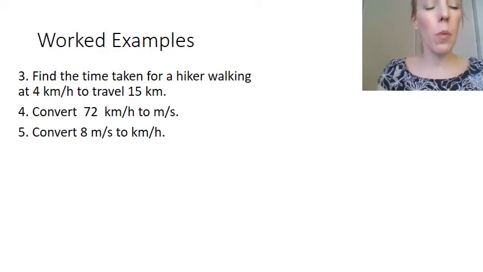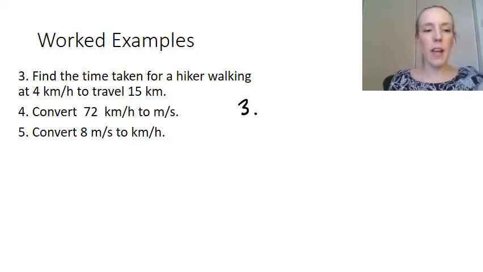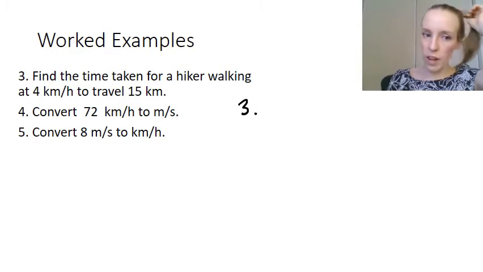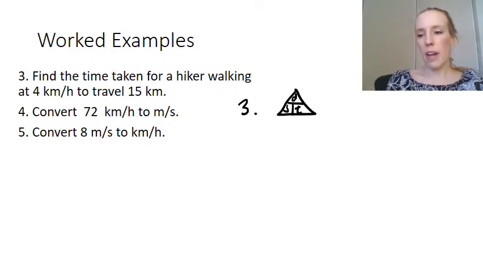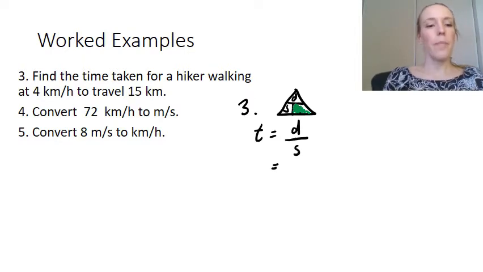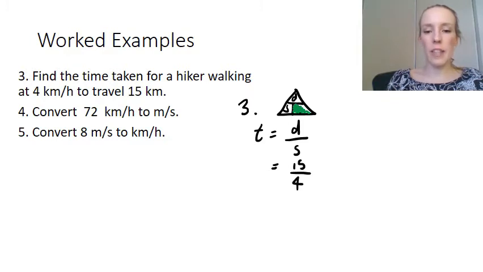Okay, so some more worked examples here. For question 3, we've got find the time taken for a hiker walking at 4 kilometres an hour to travel 15 kilometres. So time. So draw our triangle, speed, distance, time. We want to work out time, so we'll cover up time. What are we left with? Distance over speed. So time equals distance over speed. So his distance there is 15 kilometres and his speed is 4 kilometres an hour. So 15 divided by 4 will take us 3.75 hours.